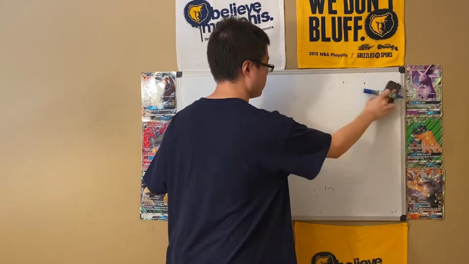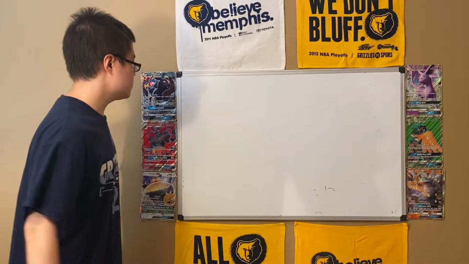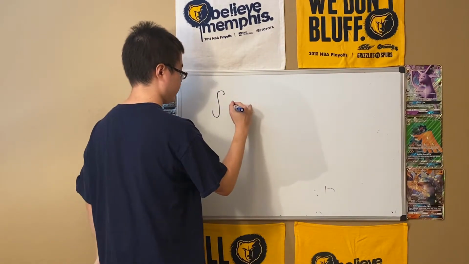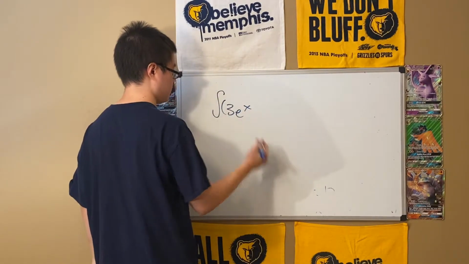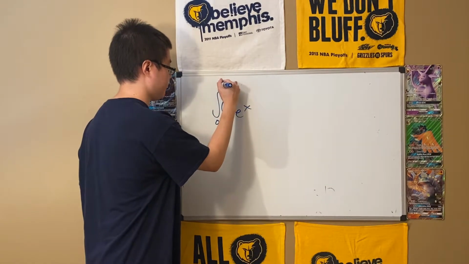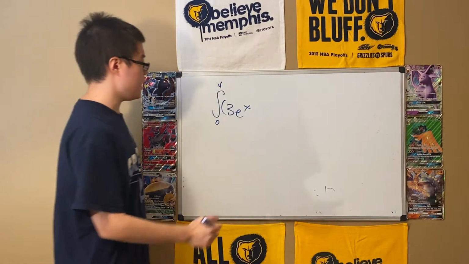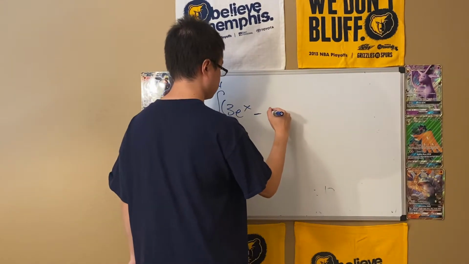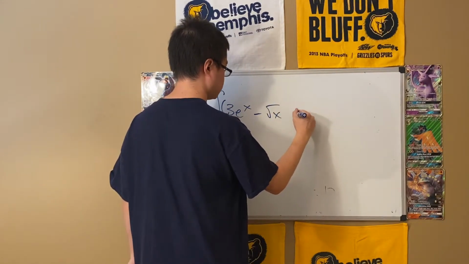Let's erase the fundamental. I think we know it by now. Let's do the integral of 3e to the x from 0 to, let's say, 4, and then we'll do a minus square root of x plus 2.